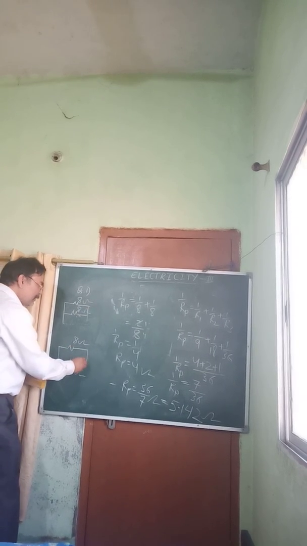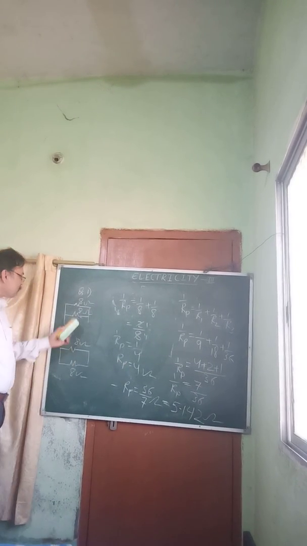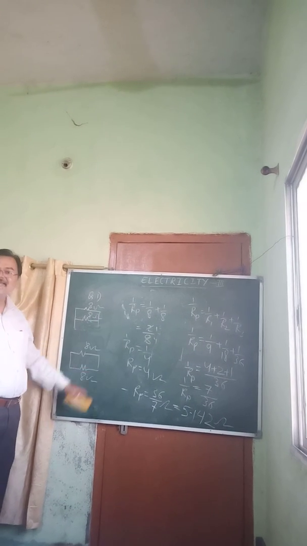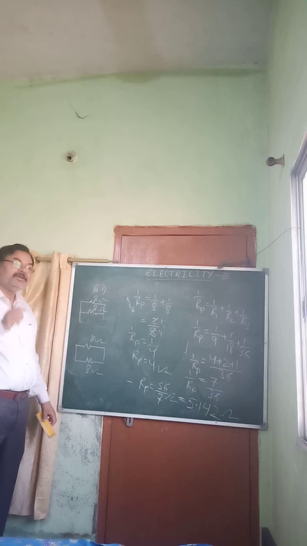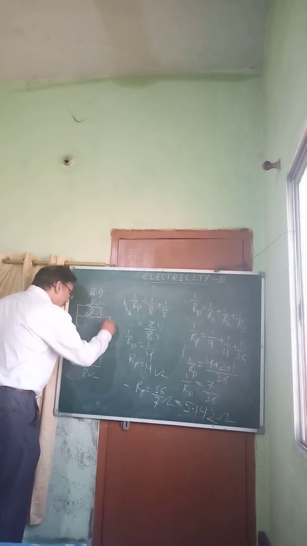So again this will give you 4 ohm. So this 4 ohm, this 4 ohm, you can connect in series. So how much you will get? 8. But if you want 2, then what you have to do? You have to connect them in parallel.